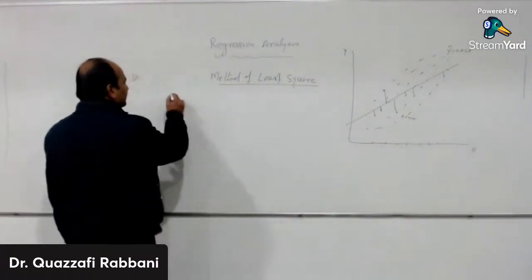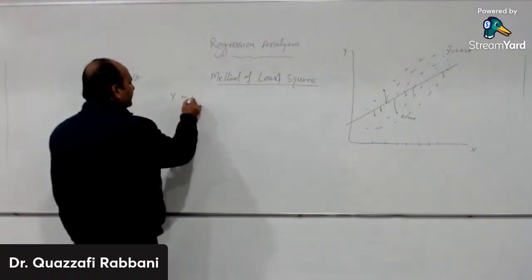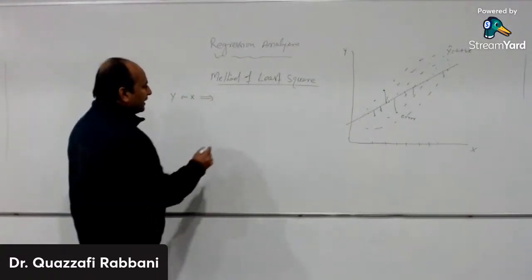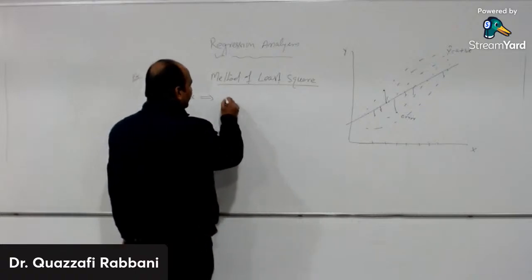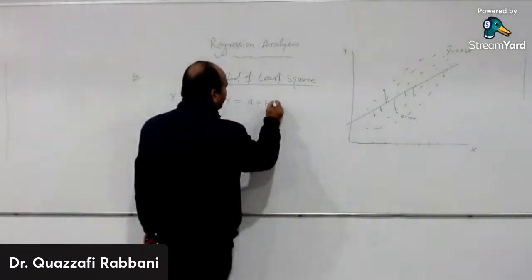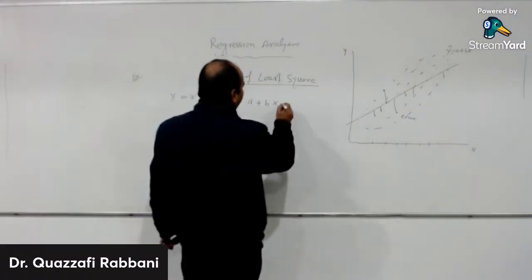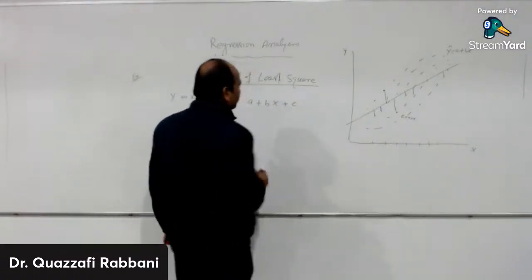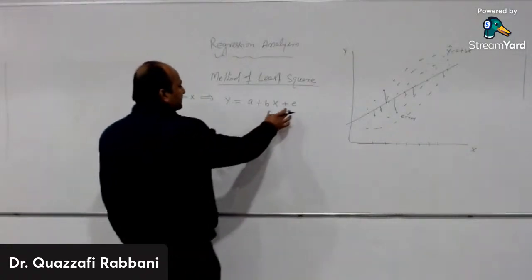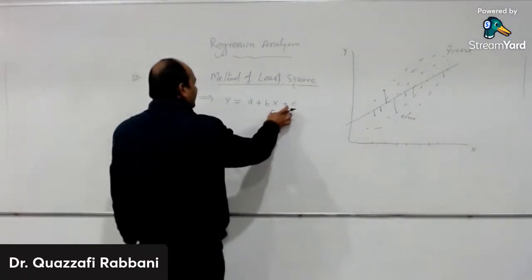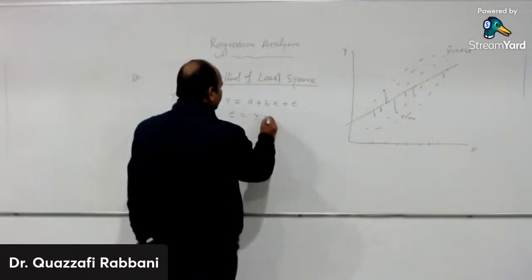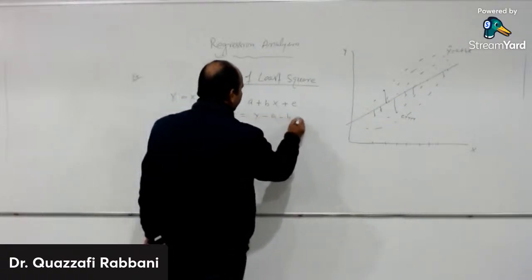So suppose this is the regression equation y on x, and the actual value y will be obtained as y is equal to a plus bx, plus some error. Now just take the error. Error is equal to what? This is y minus a minus bx.